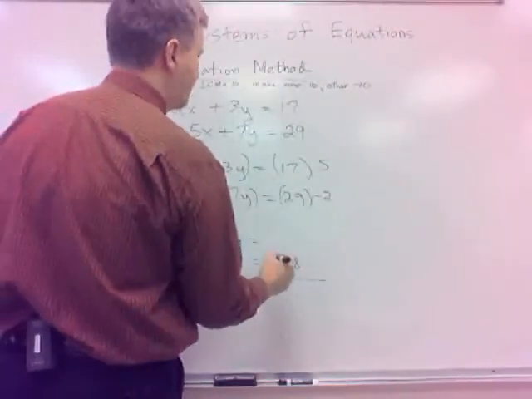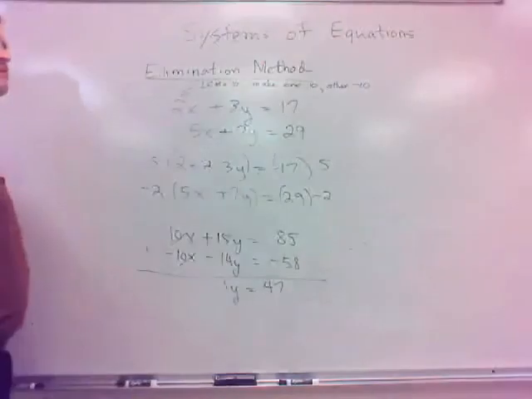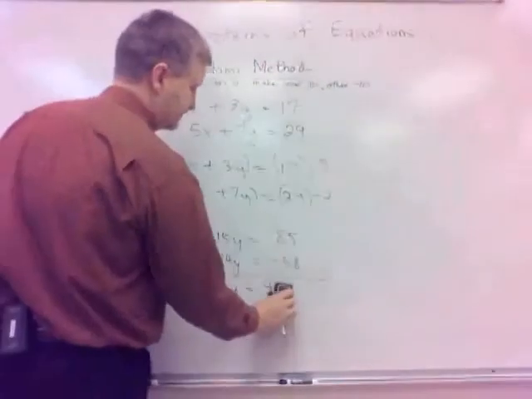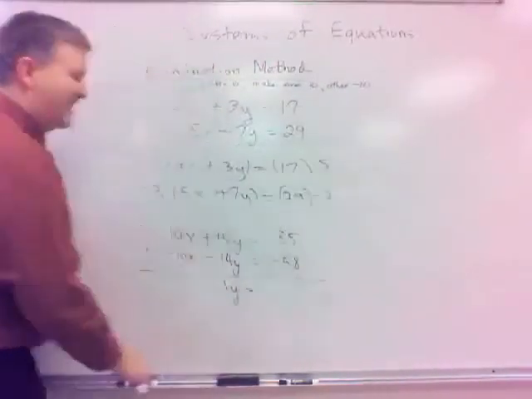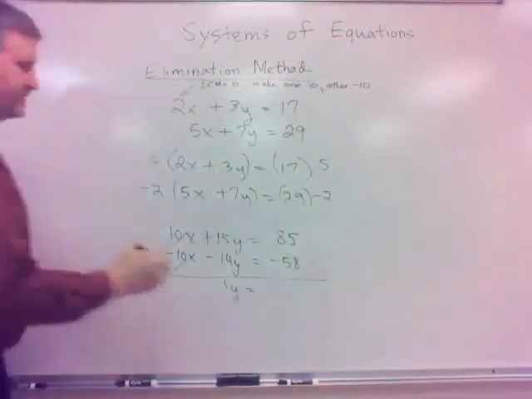17 times, how did I get 105? I don't know. So I'm doing 15 times 7? I don't know. Okay, I'm just checking, y'all. 85 minus 58. Is that better? 27?